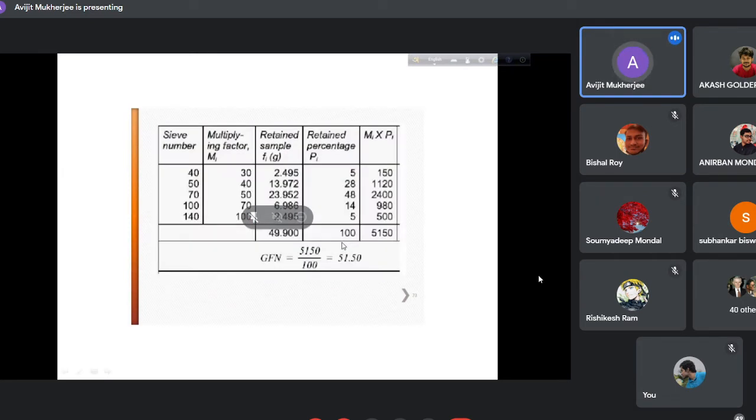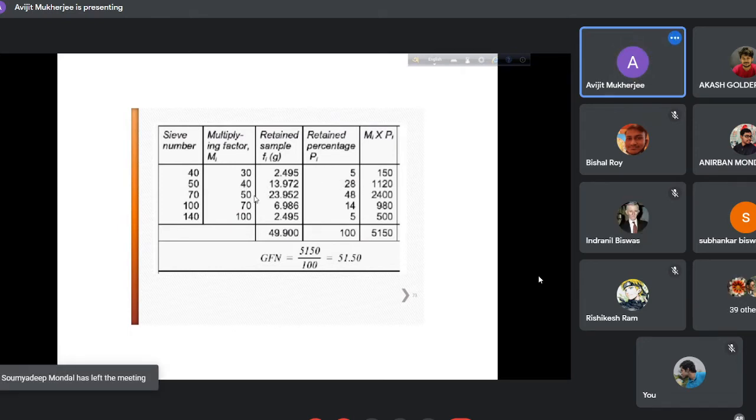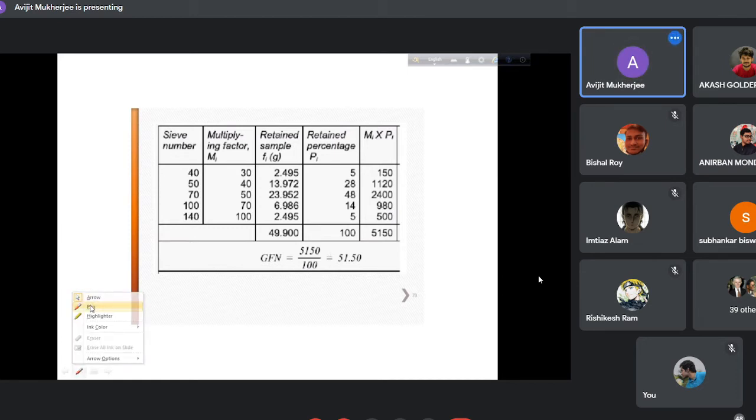So how is that utilized? You make the summation MiPi here: 30 multiplied by 5, 150; 40, 20, and so on. So this is the total MiPi, and the total retained percent comes from here, summation Pi. Divide this, so GFN. What is the meaning of it? That is the question.